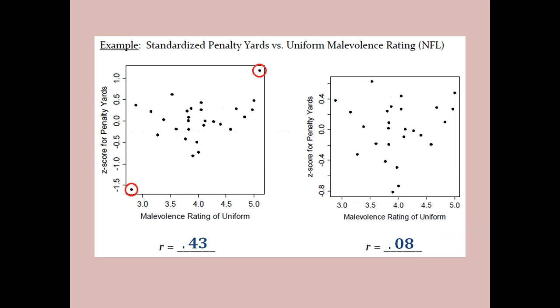The whole point of having this slide in here is to show the effect that outliers can have on the correlation. Both of these scatter plots are standardized penalty yards versus uniform malevolence rating for NFL teams. This is an example from our textbook. I think this data is pretty old, about 30 years old, but it'll still work.